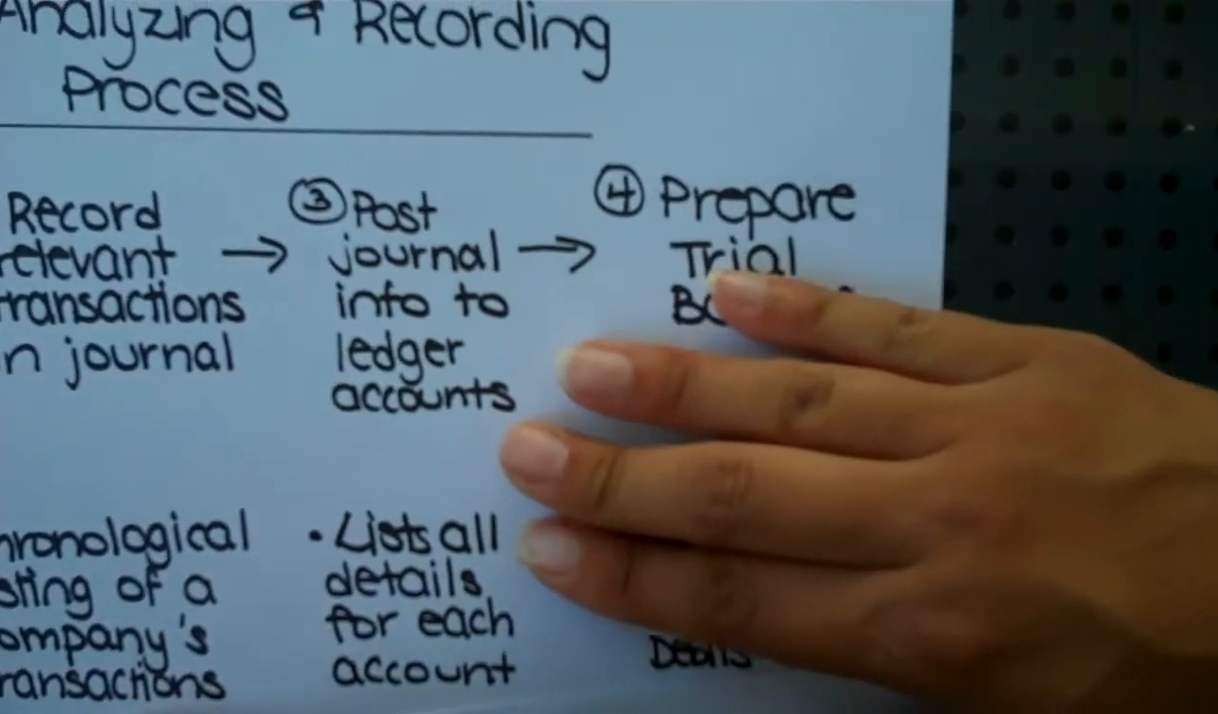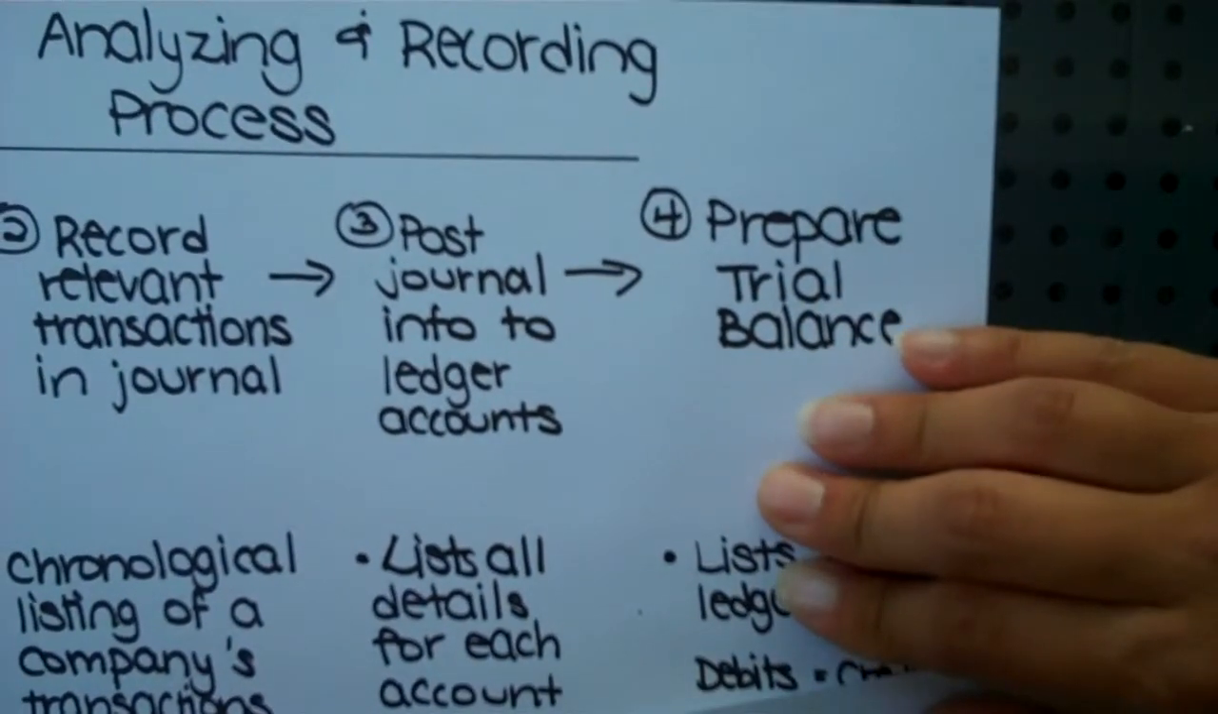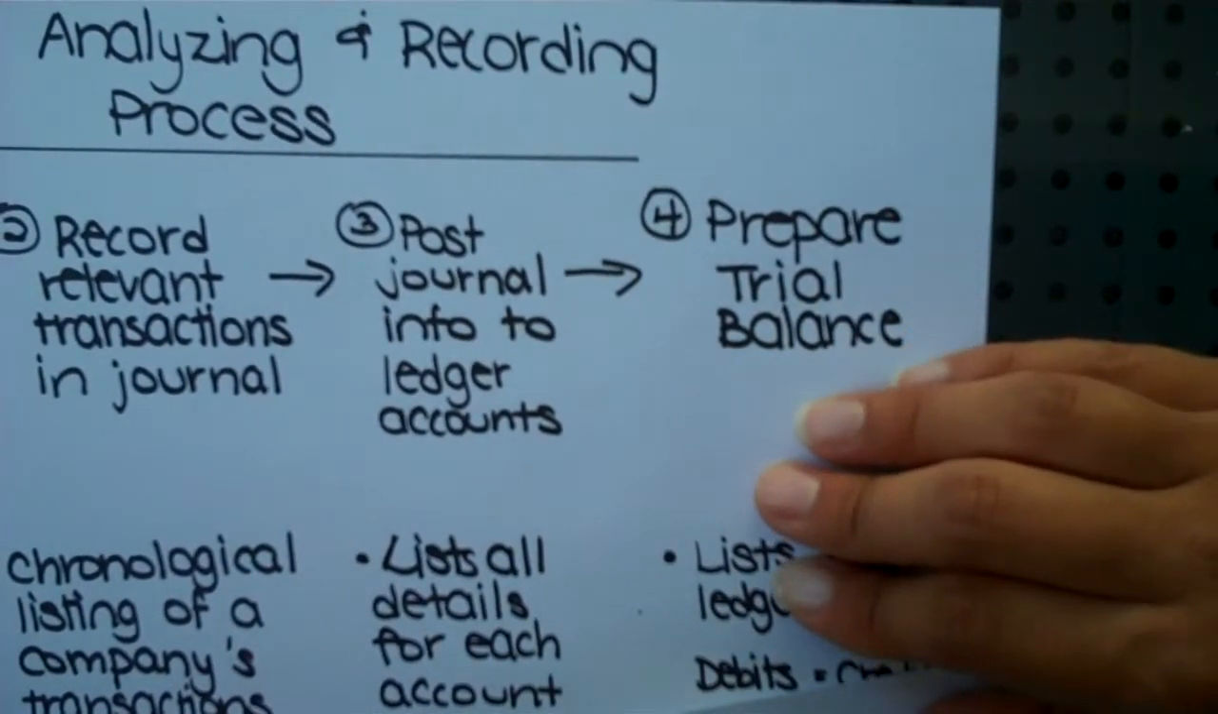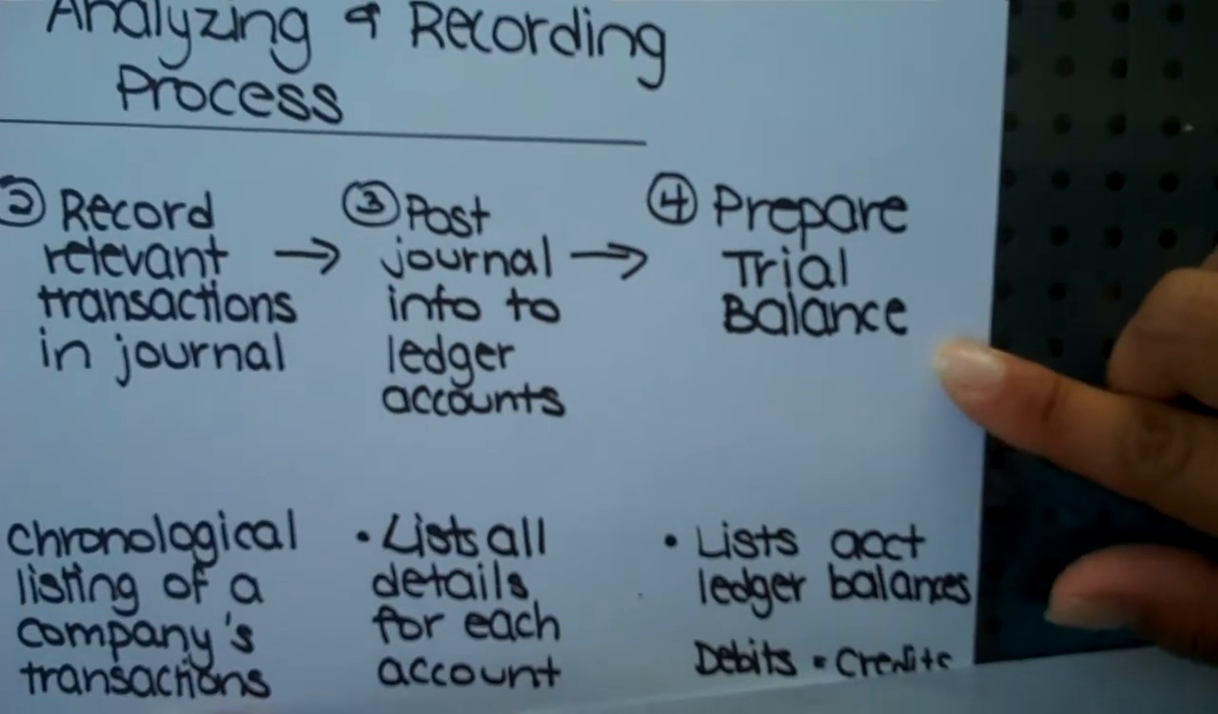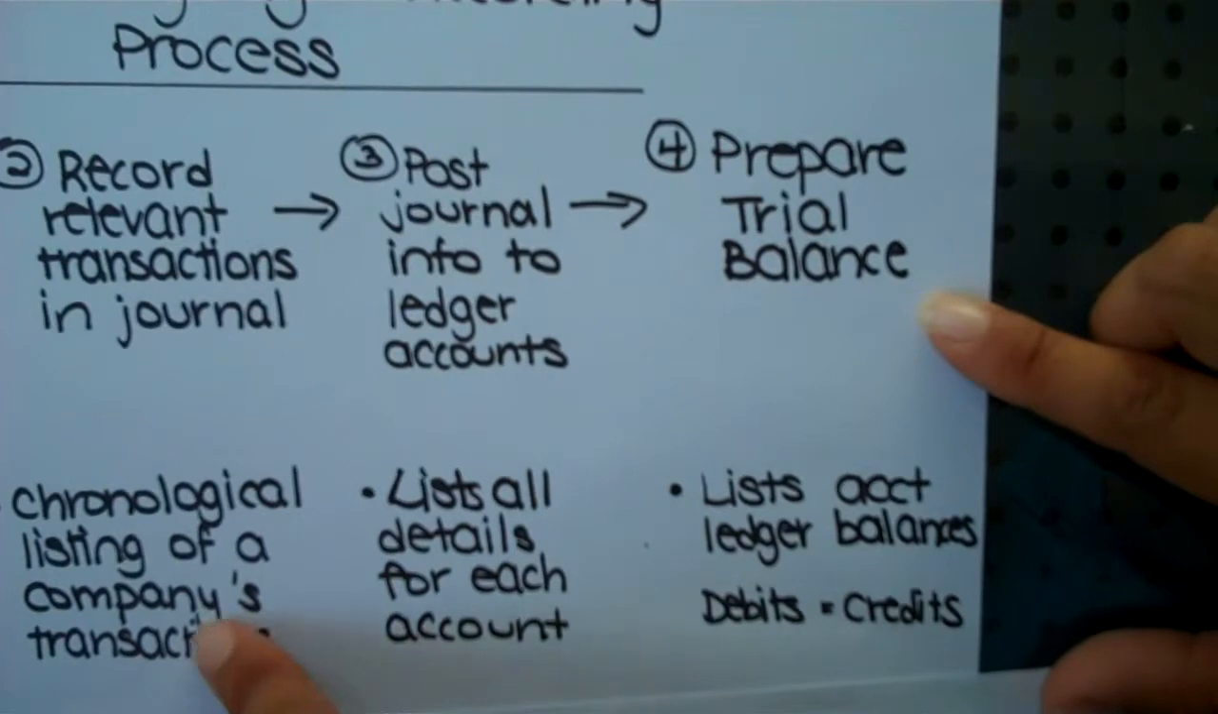After that, the 4th step in our recording and analyzing process is to prepare the trial balance. Now this is an internal financial report, so it's not one of those external financial statements we learned about in Chapter 1, which was our income statement, statement of retained earnings, balance sheet, and statement of cash flow. So the trial balance is for internal purposes only.